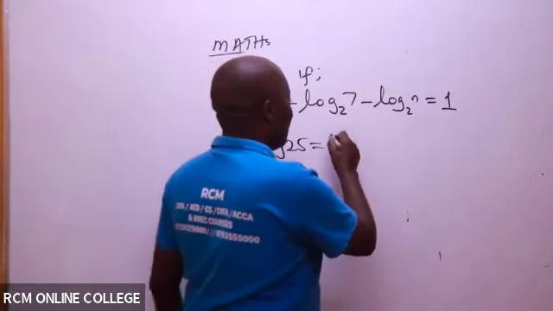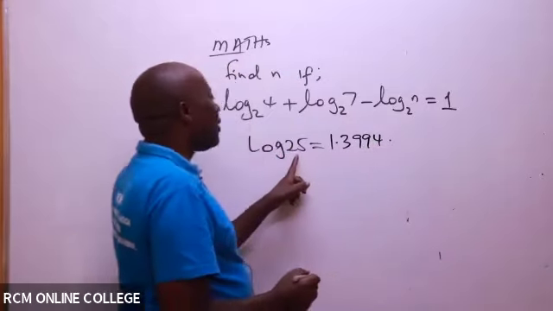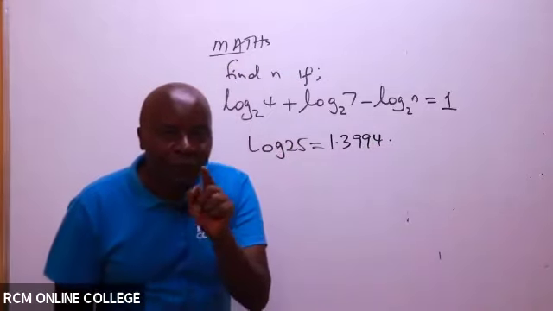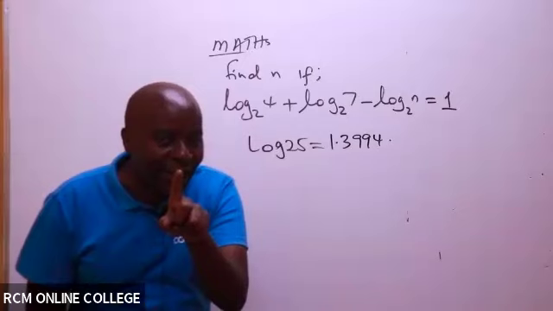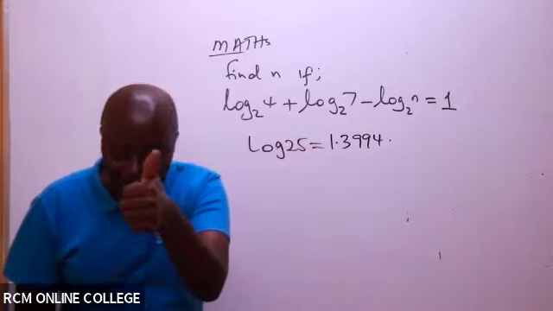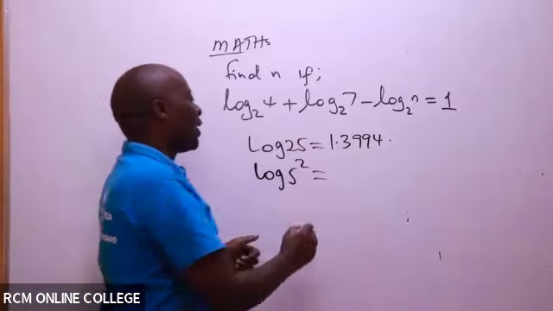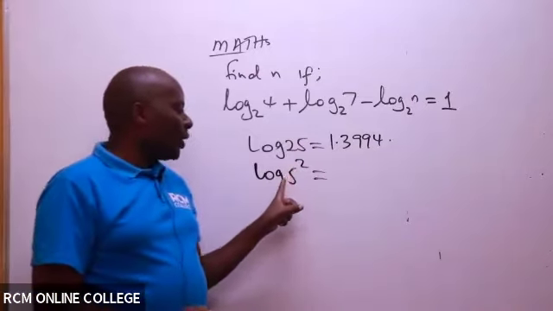1.3994. Thank you so much. 1.3994 like that. But do you know that 25 is the same as 5 squared? Yes. So then it will be the same as log 5 squared. So can you kindly tell me what is log 5 squared?